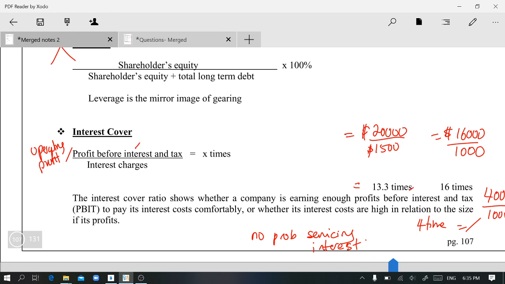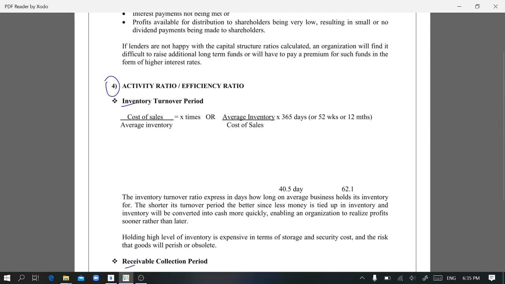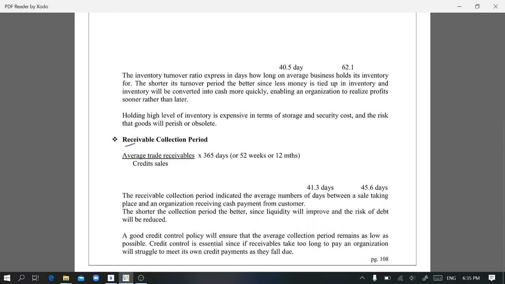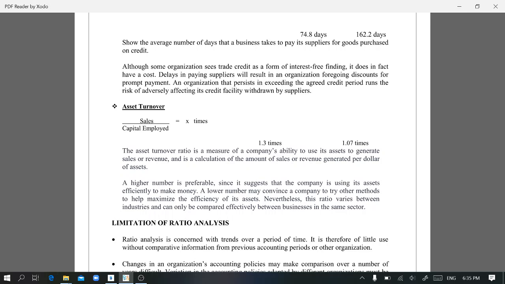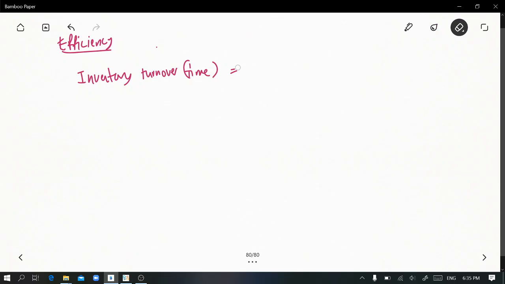We got the efficiency ratios. Efficiency, we got inventory, receivable, payable and asset turnover. For inventory, we got 2. It can be in times. The formula will be in days first.